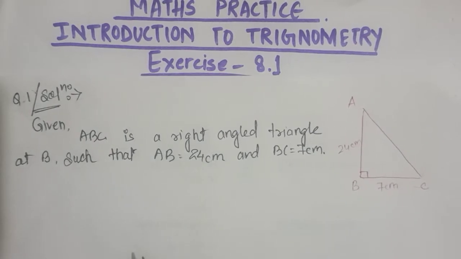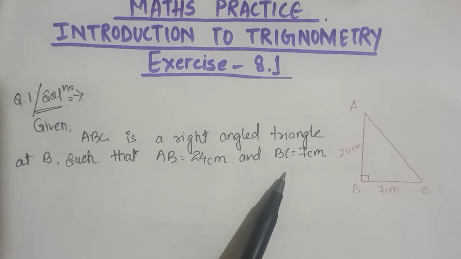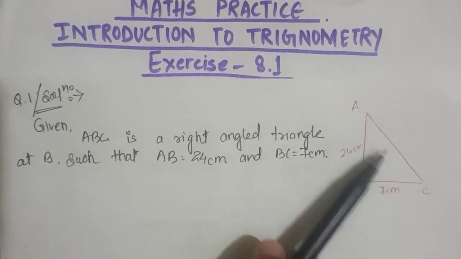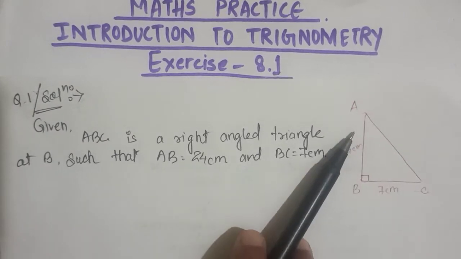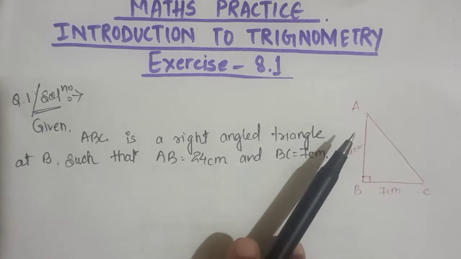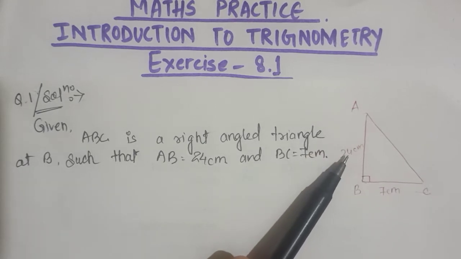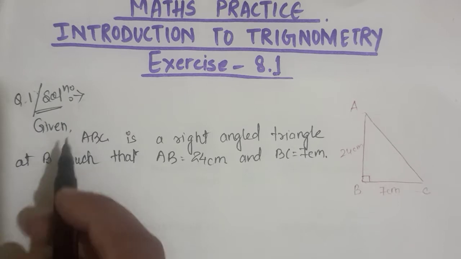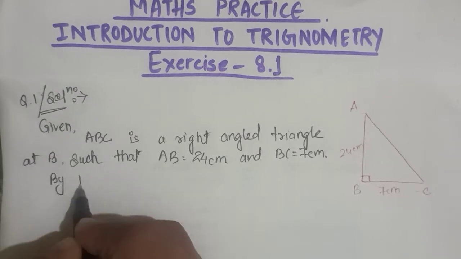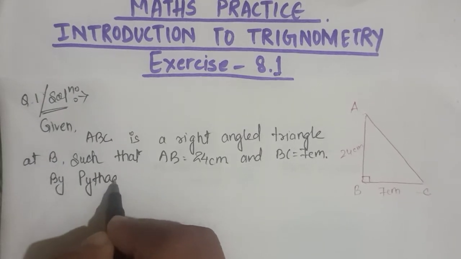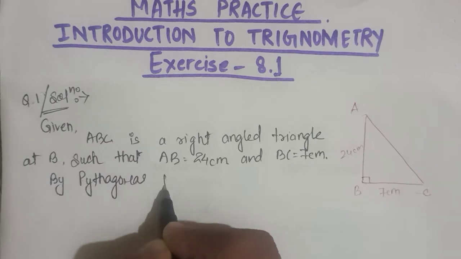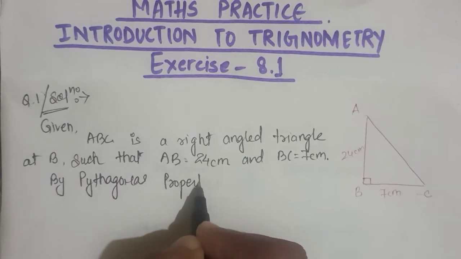Okay, so first, before that we can see that we do not have the value of the hypotenuse. We do not have AC. First of all, we have to find the value of AC. So how can we find it? We can find the value of AC by using Pythagoras property. So we write here, by Pythagoras property.